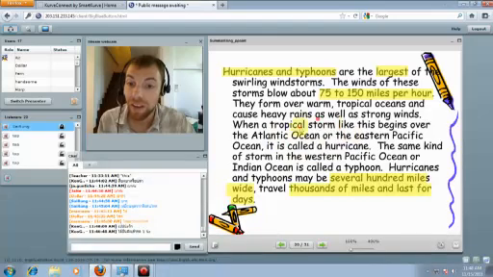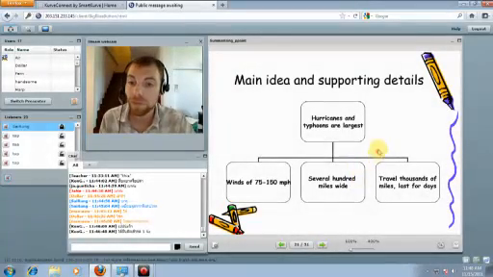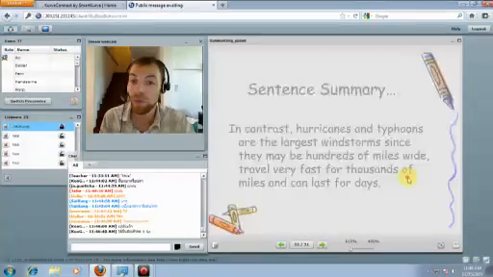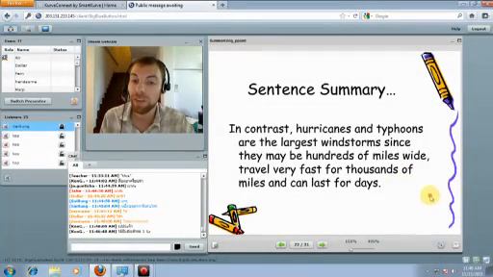Detail, not very important in the middle, you see. Detail, detail. Main idea, detail, detail, detail. And we make all of this into one sentence.